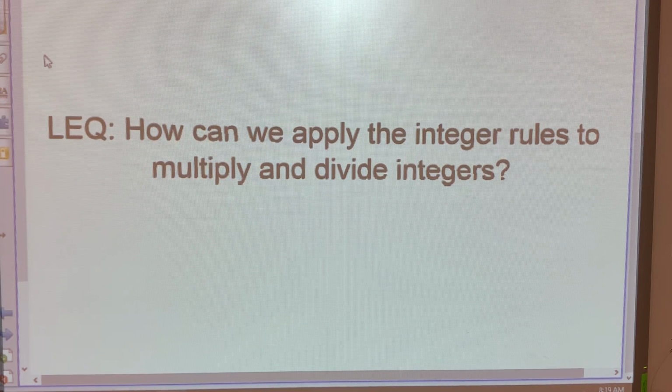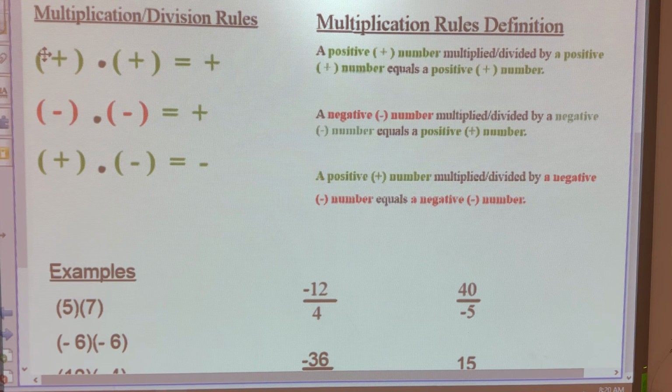Today we will be taking a look at how we can apply the integer rules to multiply and divide integers. Multiplication and division rules are similar to each other. If you take a look at the very first definition, you'll see that a positive times a positive equals a positive. So a positive number multiplied or divided by a positive number equals a positive number.